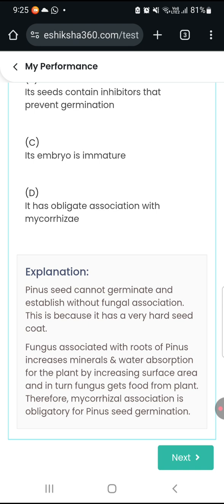Fungus associated with roots of Pinus increases mineral and water absorption for the plant by increasing surface area, and in turn the fungus gets food from the plant. Therefore, mycorrhizal association is obligatory for Pinus seed germination.